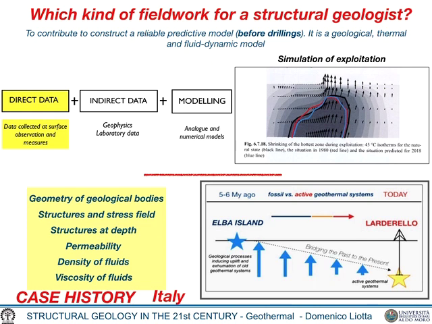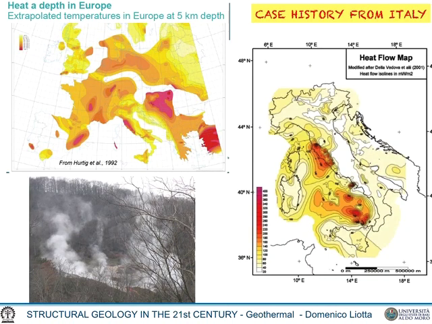To study this relationship, we will use a case history in Italy, comparing two localities, Elba Island being the fossil analog of the presently exploited lateral geothermal systems at depth. So now let's go to Italy.